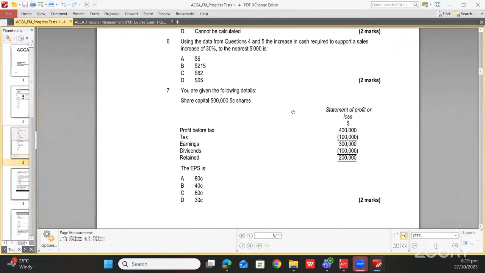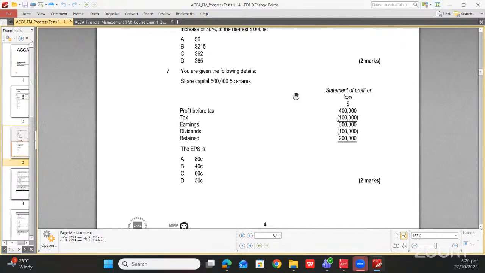Now, question 7 is dependent on itself, but not much information is given for question 7. Question 7 asks you, what is the earnings per share? Now, earnings per share is your earnings, that is your profit after tax but before preference dividend. In this case, you don't have any preference dividend, so you don't have to worry about it. So it's really profit after tax over your number of shares. So that is what is important.